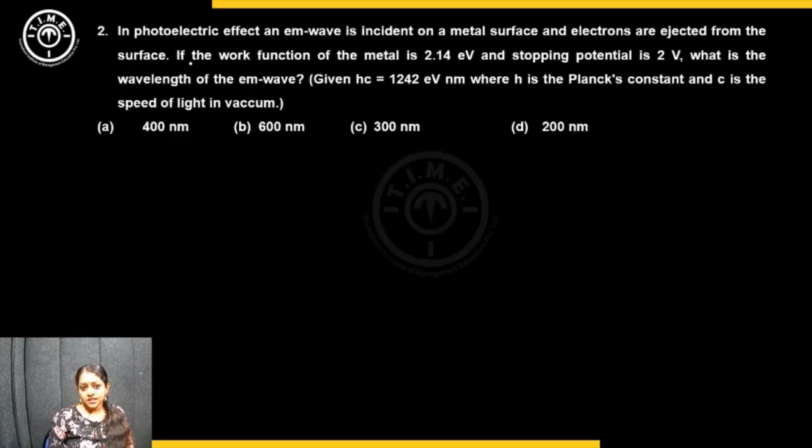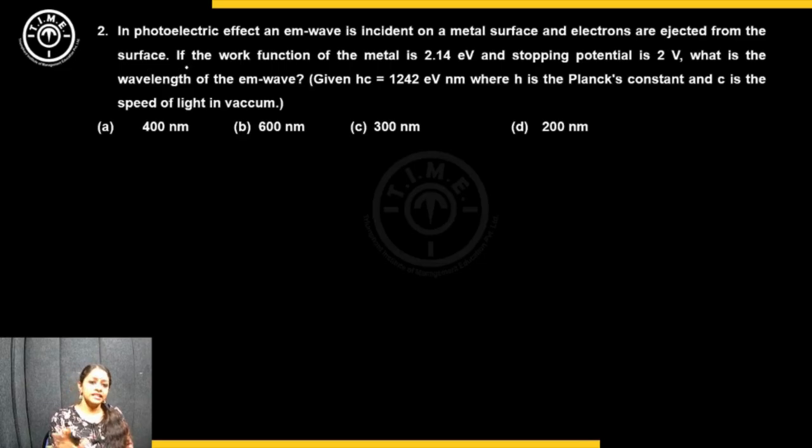Read the second question. In photoelectric effect, an EM wave is incident on a metal surface and electrons are ejected from the surface. If the work function of the metal is 2.14 electron volt and stopping potential is 2 volt, what is the wavelength of the EM wave? Here the value of hc is given. 1242 electron volt nanometer is the value to be taken for hc. h is the Planck's constant and c is the speed of light in vacuum.